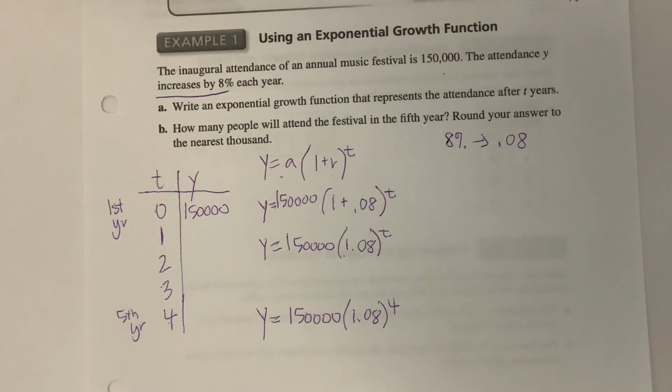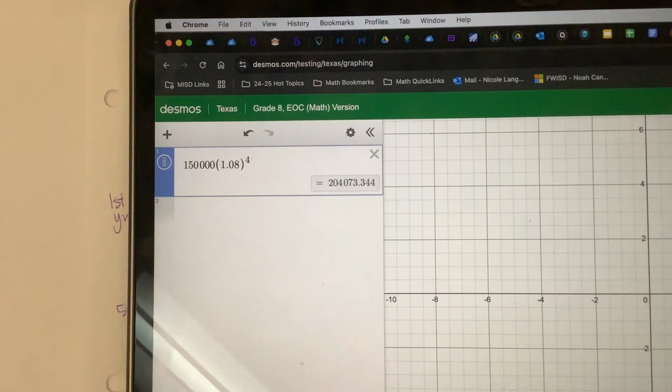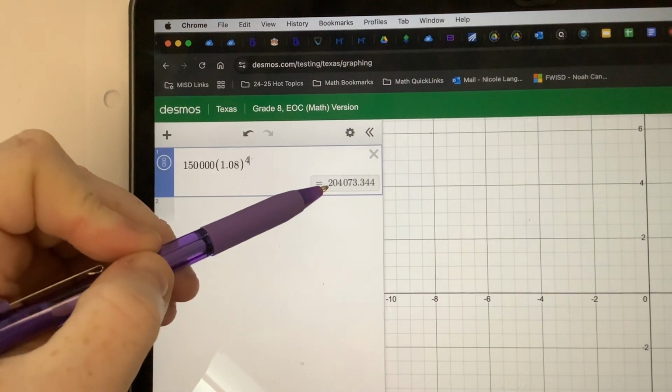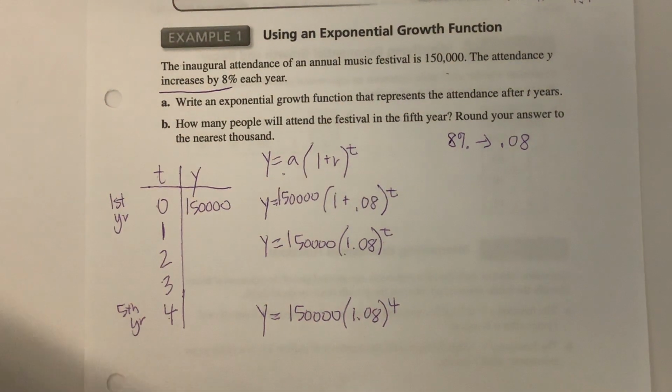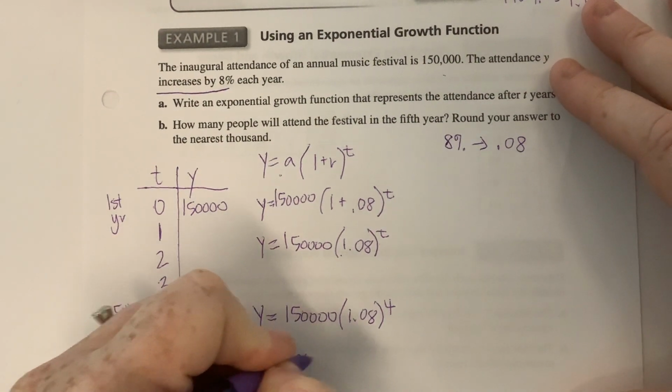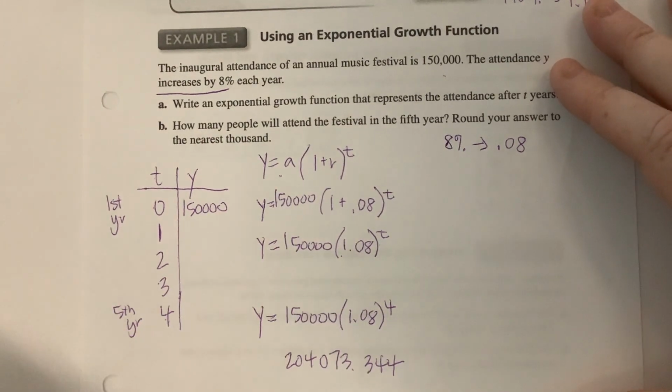So then we're going to type that into the calculator. So we're going to go to Desmos and we're going to type in 150,000 parentheses 1.08 close parentheses and raise that to the 4th power. So we're going to type it in like this. And so we get 204,073.344. So I'm going to write down the whole thing, even though that's not what it's asking for exactly. So this is what Desmos spit out.